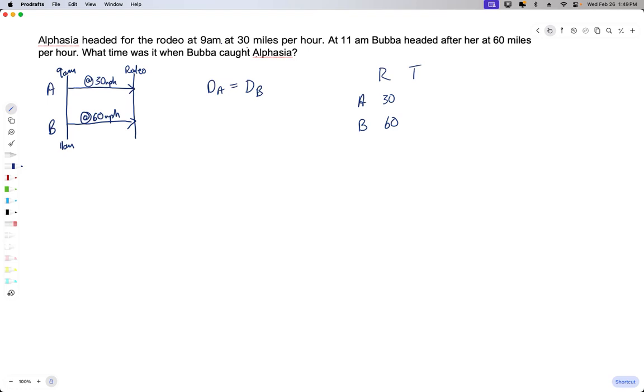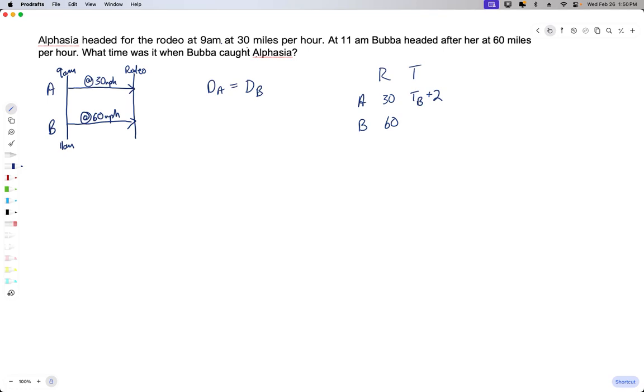It does not tell us the total time. We don't have any idea. But we do know that the time of Bubba is 2 hours less than Alphasia. Or we could say that the time of Alphasia is 2 hours more than Bubba. So I think I'm going to do that. The time of Alphasia, hang on, I wrote that wrong. The time of Alphasia is Bubba's time plus 2 hours because she left 2 hours before he did.